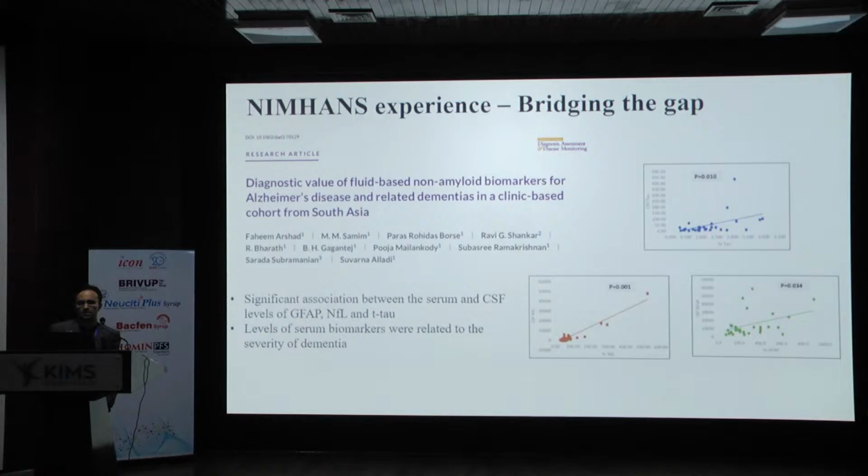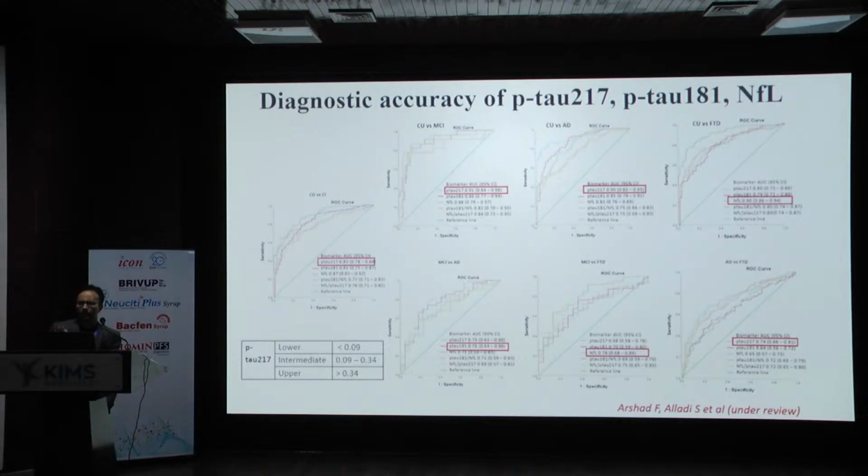Now, in EMHANS experience, we have been trying to bridge this gap, but as I mentioned, we're using Simoa. And we realized the blood and the CSF biomarkers correlate well. So blood could be used as a surrogate marker for the pathology, and the levels correlate with the severity of dementia as well. We also found the diagnostic accuracy of P217, P181, NFL is consistent with the global literature. The area under the curve is more than 0.5, and sensitivity and specificity are more than 90% for our biomarkers as well. And we have also tried to generate two-approach cutoffs for our biomarkers, right?